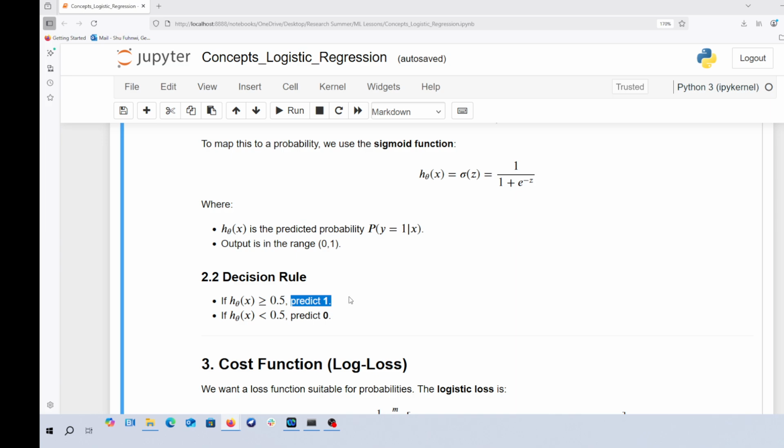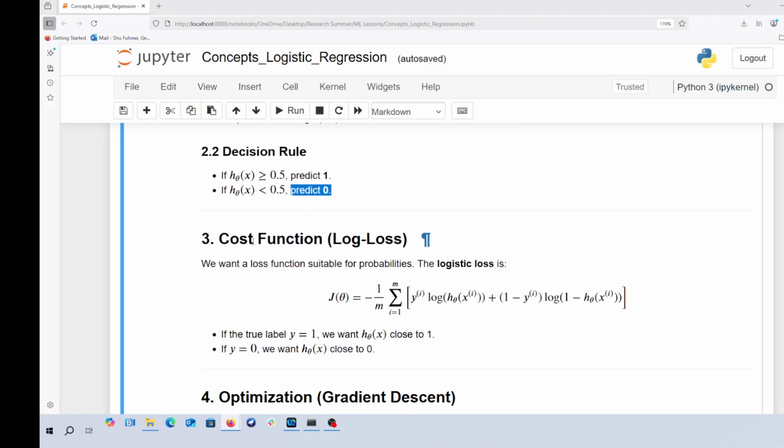That probability belongs to the positive class. So in the case of the spam detection problem, it belongs to the spam class. And if the sigmoid function is less than 0.5, then we are going to be predicting that the email is non-spam, which belongs to class 0. Most of the times we use what we call the cost function, which is the log loss. This log loss is what we are going to be using mostly for classification-based problems.